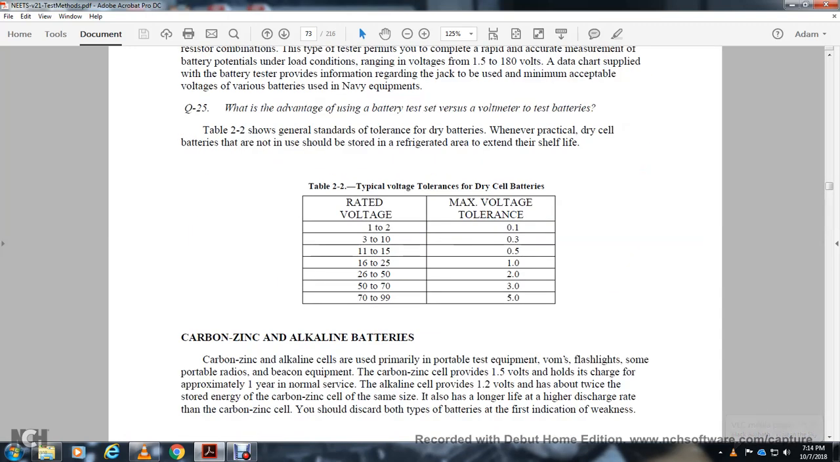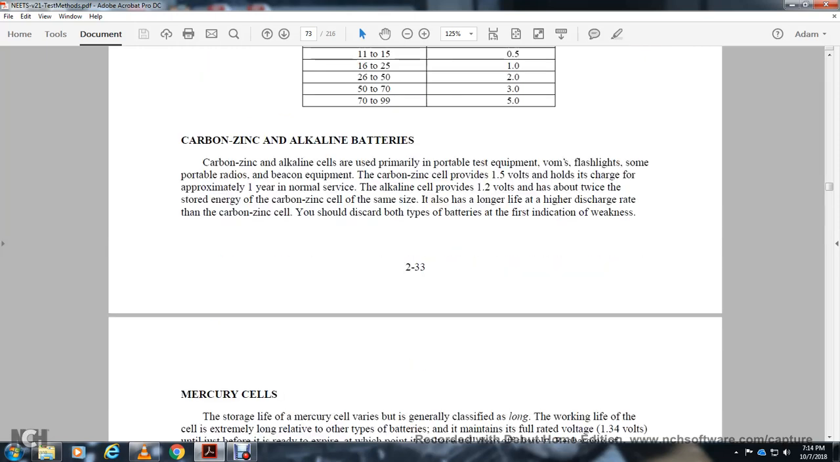Standard service life for the carbon zinc and the alkaline batteries. The carbon zinc and the alkaline batteries are used primarily in portable test equipment, flashlights, and some portable radio equipment. The carbon zinc cell provides 1.5 volts and holds the charge for approximately 1 year in normal service. The alkaline cell provides 1.2 volts with approximately twice the storage life of the carbon zinc cell, at the same time with longer life and a higher discharge rate. Carbon zinc cells use the discharge curve of both types of battery, first indicating the weakness.